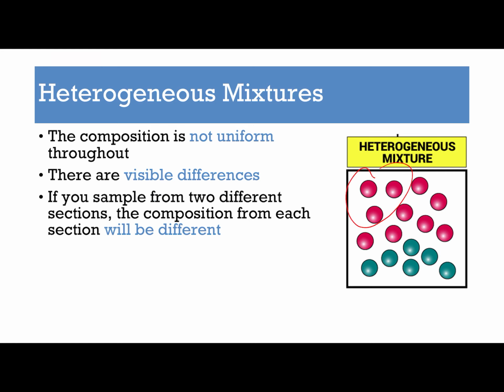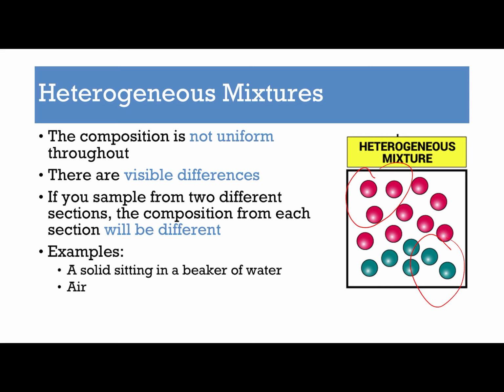So if I randomly sample from there, I get just red objects. If I sample from down there, now I have blue objects. They're different. Examples of heterogeneous mixtures could be a rock in a beaker and air if, let's say, it's polluted. If someone sprays perfume, in that right instant, it is not uniform.